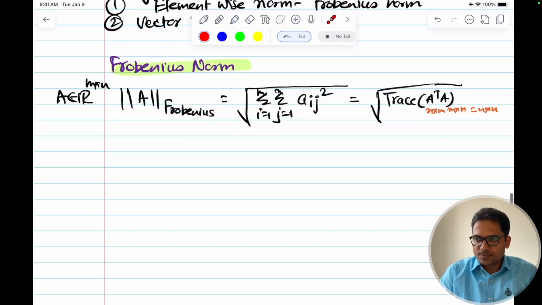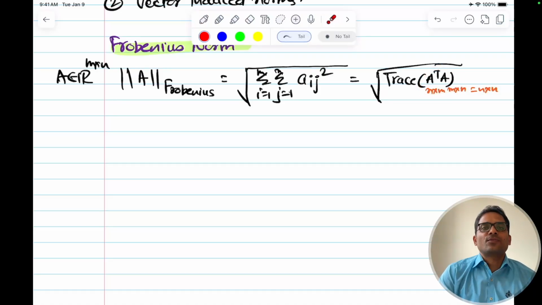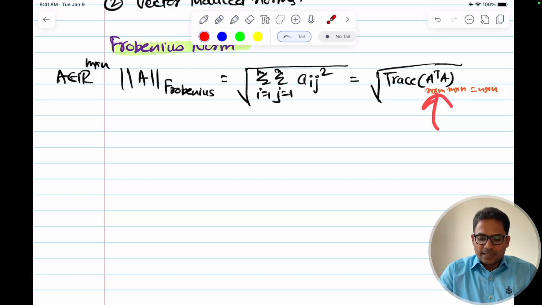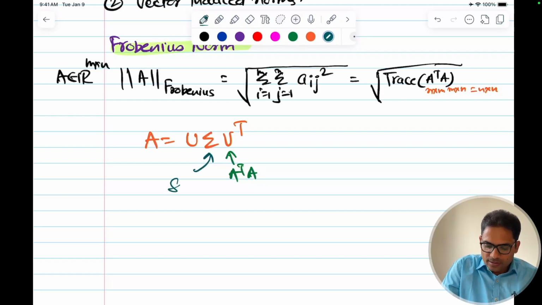Since A transpose A has come up, this is also related to the singular value decomposition. You remember, what was singular value decomposition? Any matrix A can be decomposed as U sigma V transpose, and this term was your A transpose A, and this sigma will have all the singular values. And what were the singular values? They were the eigenvalues.